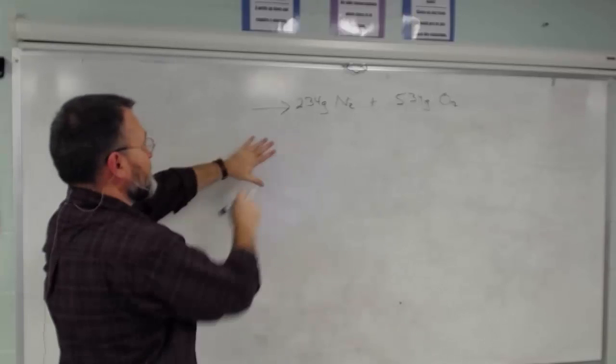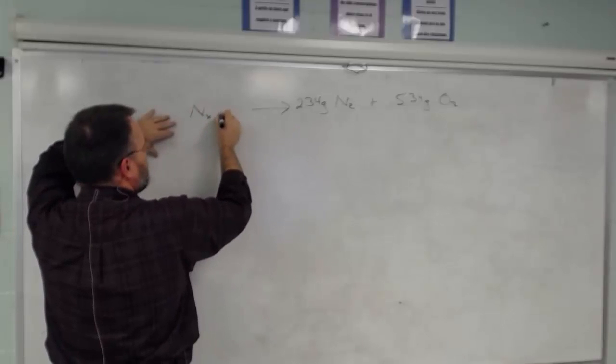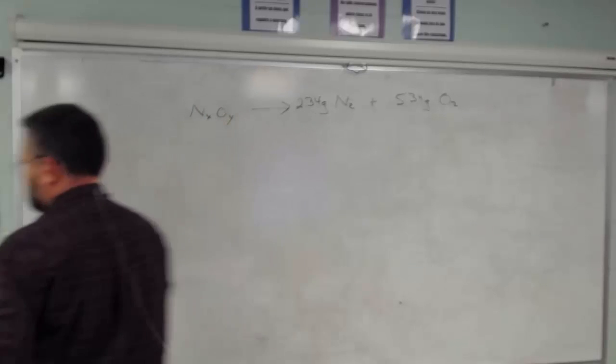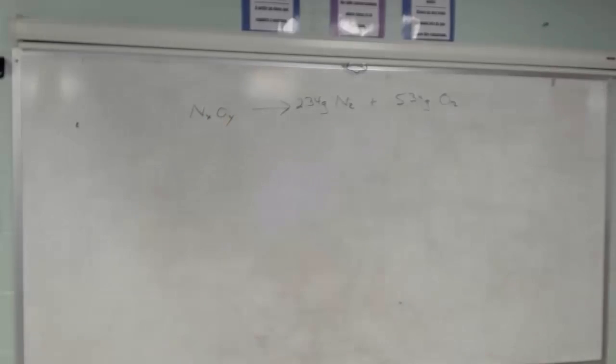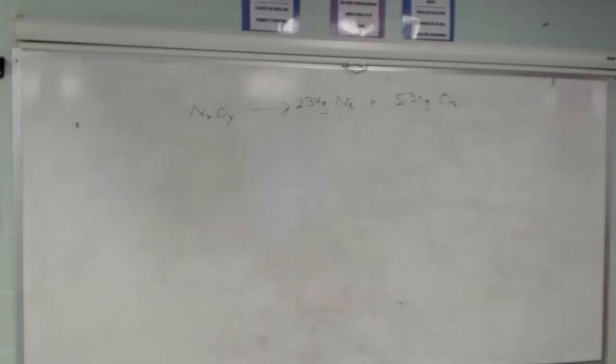Well, I'm going to look at it and see that we've got nitrogen and oxygen. You see that? We decompose it and we get nitrogen and oxygen, so we've got to start with nitrogen and oxygen. It's decomposing a molecule, so we'll bring the two elements together with XY subscripts.